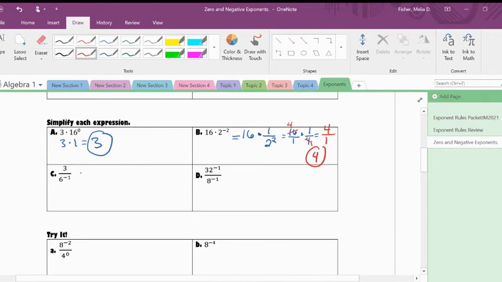Looking at part C, of course we do the exponent first, and this time the negative is on the bottom, so it's actually going to move to the top and become 6 to the positive 1, and we'll replace it by 1 there. And so now we have 3 times 6 to the power of 1, which is just 6, over 1, which is 3 times 6 is 18, and over 1 would just be 18.